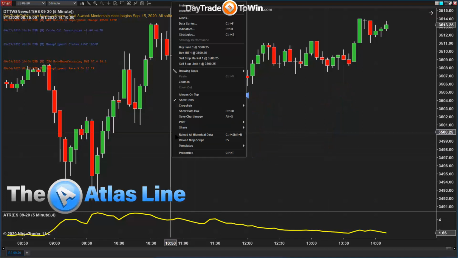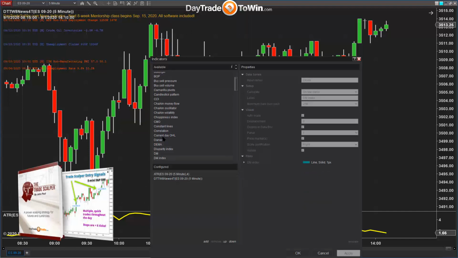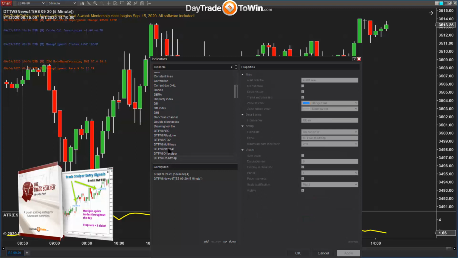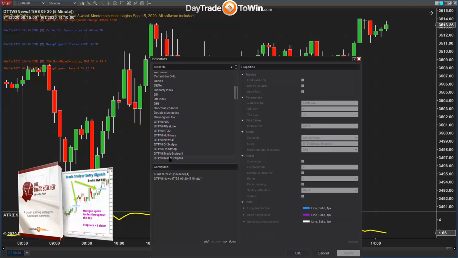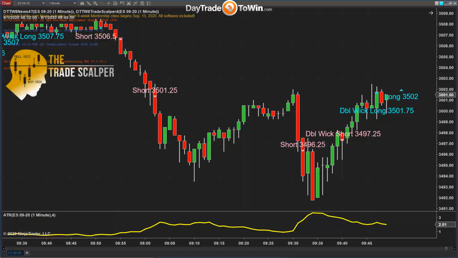Lastly, we have the TradeScalper. So once again, I'm going to add here the TradeScalper, finding the DayTradeToWin set of indicators here, and we have here the TradeScalper. Now with the TradeScalper, we can go long or short for small targets and small stops. The idea behind the TradeScalper is to take multiple trades. I would say really between 5 and 6 trades overall would be enough to be up for the day. So you don't want to overtrade this method as well.